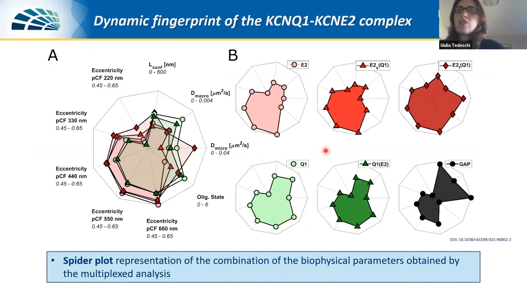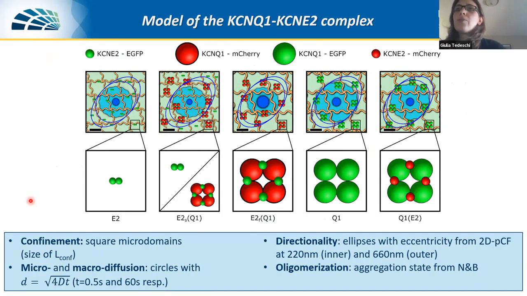Then we decided, since we have so many parameters and so much data, to try to create a representation, in this case the spider plot, to show the combination of the parameters that we can obtain with this multiplex analysis. And finally, we tried to build a visual model for the behavior of this complex. In particular, here you can see that for all of the conditions, going from the beta subunit alone or the alpha subunit alone to the co-transfections, the confinement is represented by these square domains, and the size of these is the same as the size of confinement for each of the conditions.